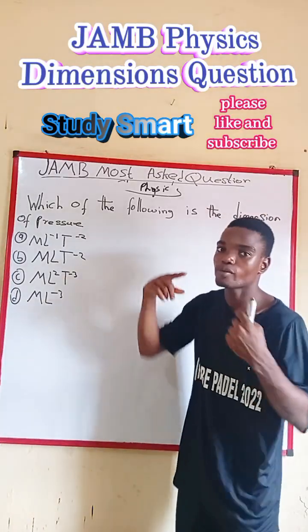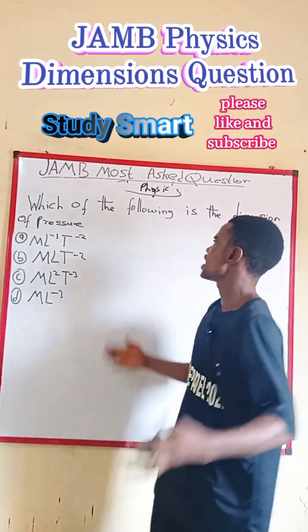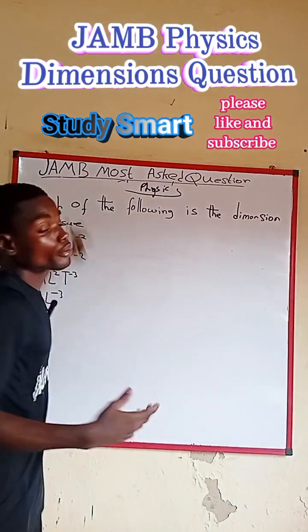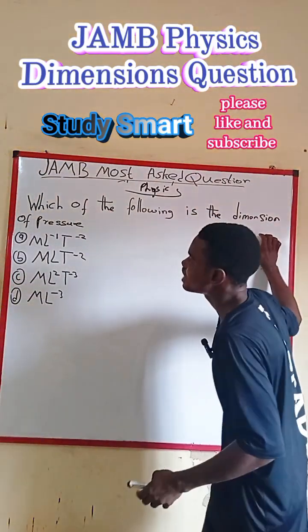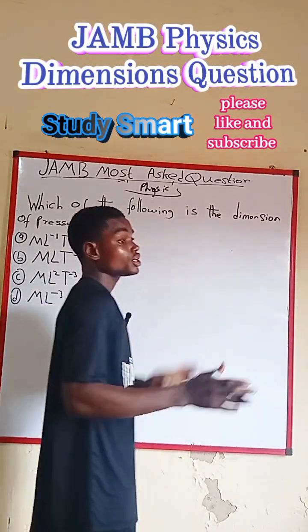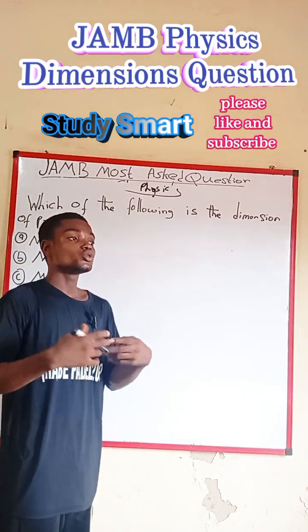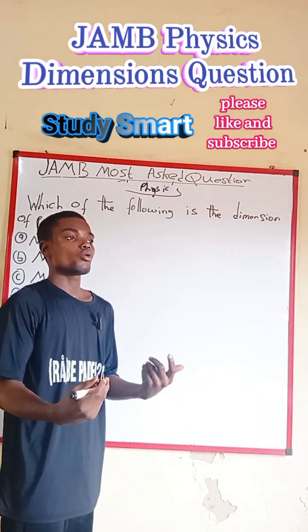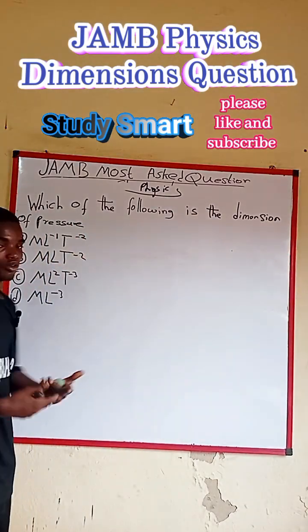This was requested by one of my students, so that dimension is giving me a headache. But is this really a problem in physics? No. Let's look at it. It says, which of the following is a dimension of pressure? Dimension in physics just wants you to do a simple thing that you have already known, but you don't know it maybe because of the word dimension.